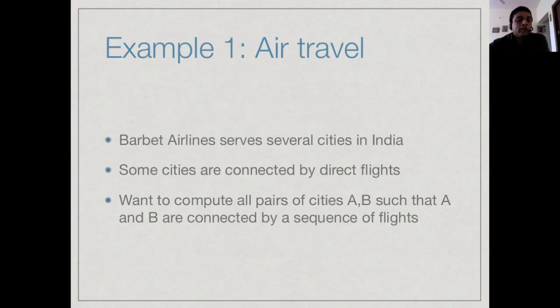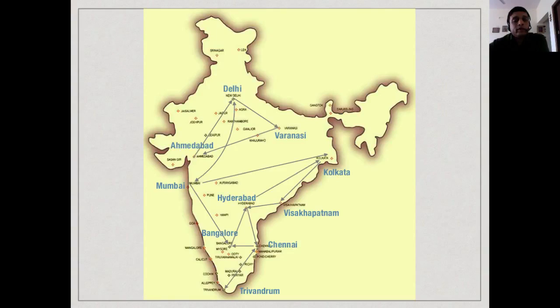So our first goal may be to compute every pair of cities which are actually connected by this network served by this airline. So how do we find out all pairs of cities A, B such that A and B are connected by a sequence of flights? So first we need to look at the network. So this is a typical way that we might find the network.